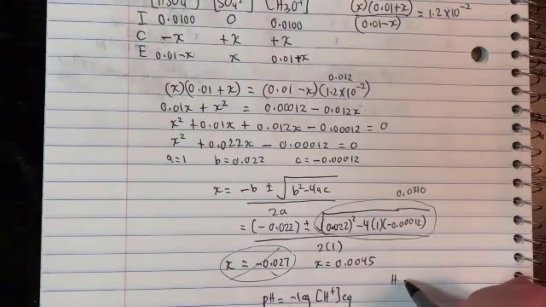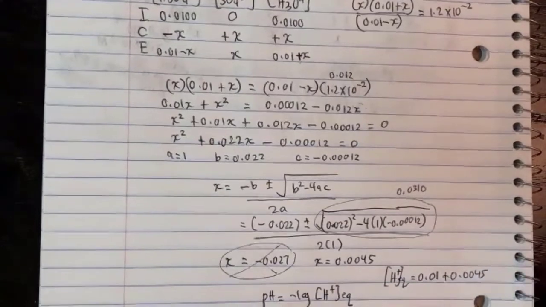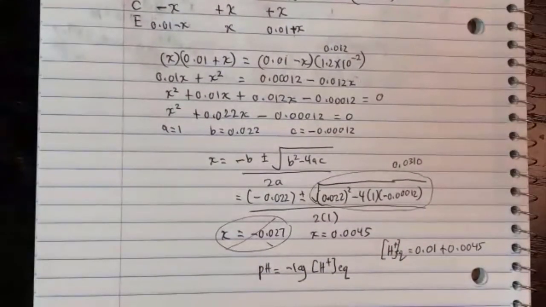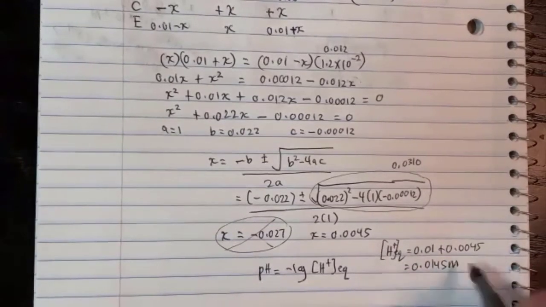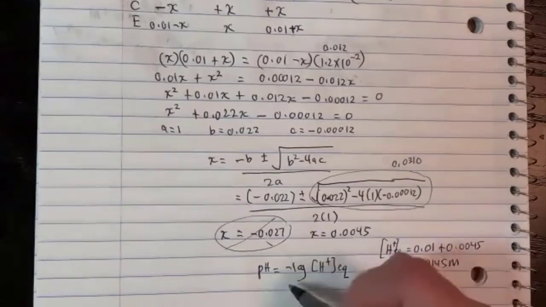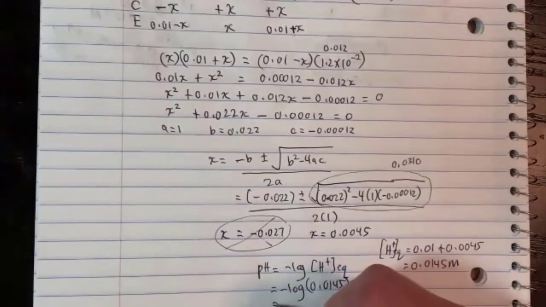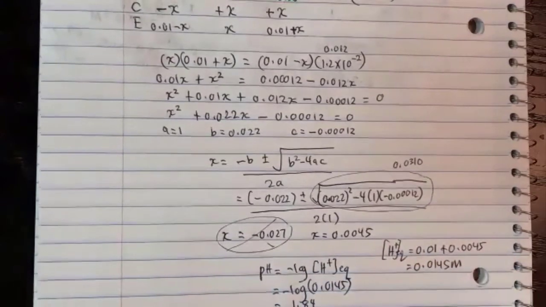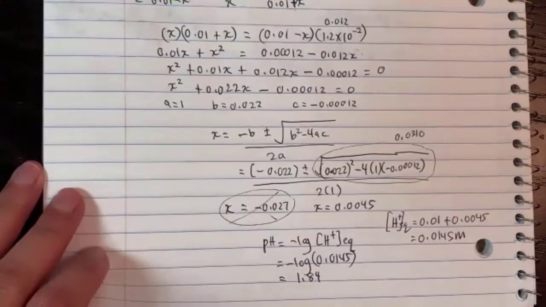So I'll write out H at equilibrium is 0.01 plus 0.0045. So let's put that in here. And you get your pH of 1.84. Okay, so that one's for sulfuric acid. It's a little longer than I like, so I don't like to put this on the test at all.